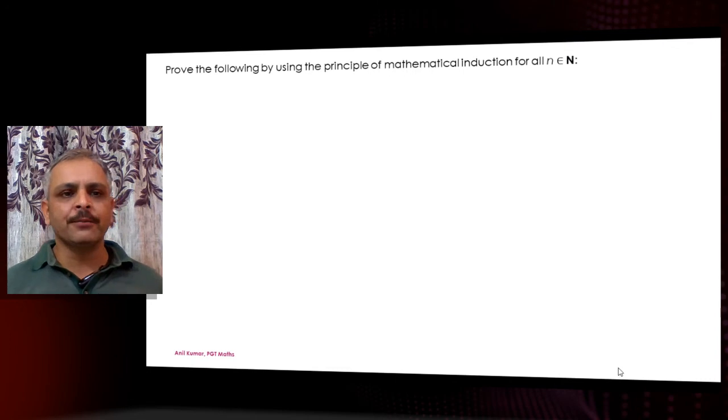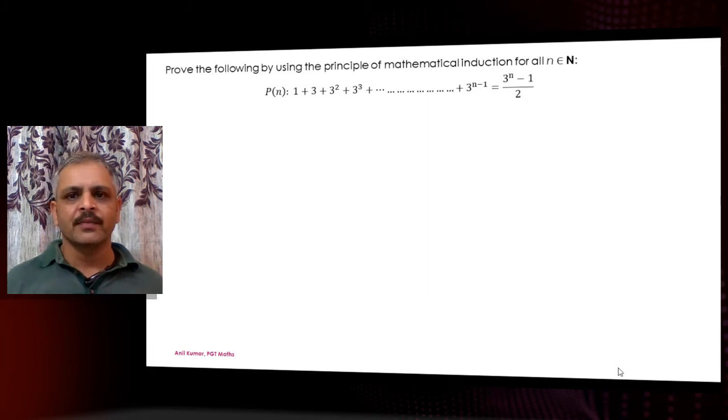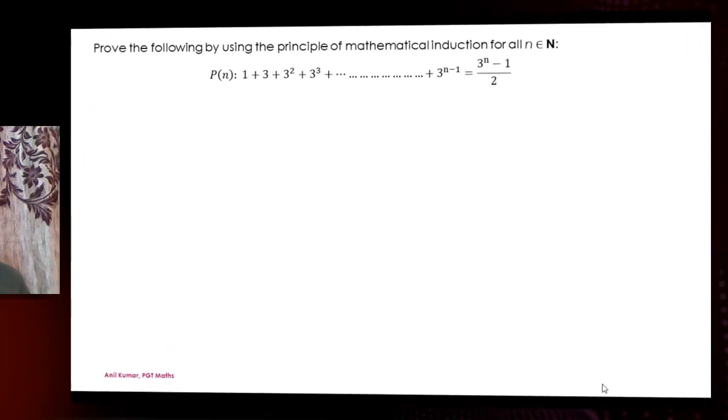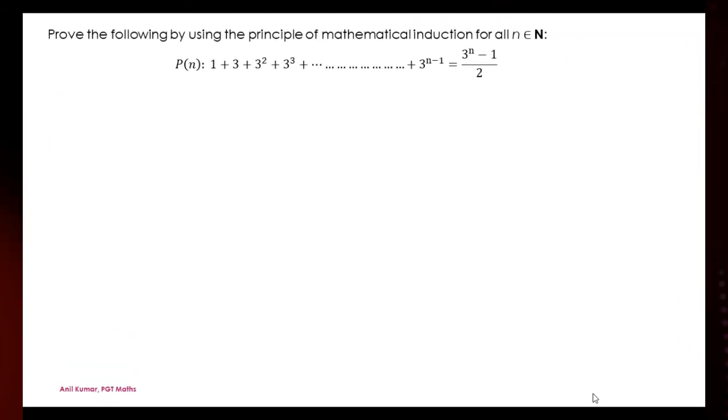So let's do some practical problems. Prove the following by using the principle of mathematical induction for all n belonging to natural numbers. So this is my statement: 1 plus 3 plus 3 square plus 3 cube up to 3 raised to power n minus 1. And we have to prove that this is equal to (3 raised to power n minus 1) by 2.